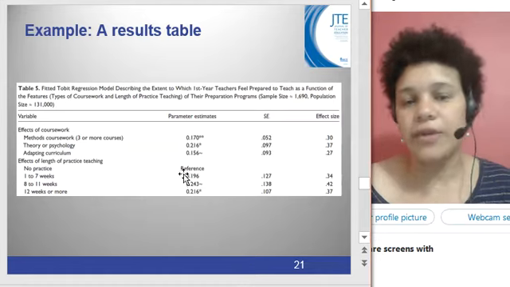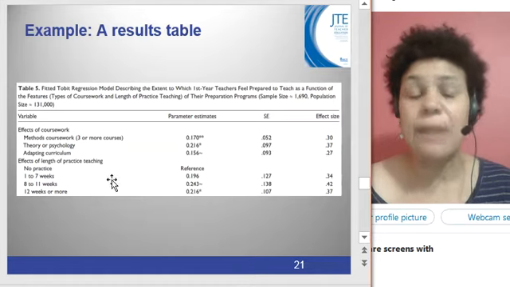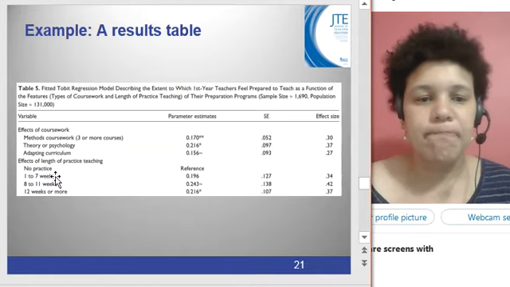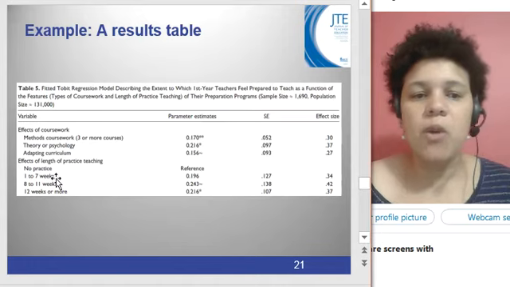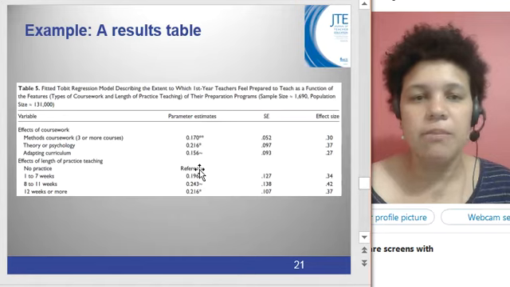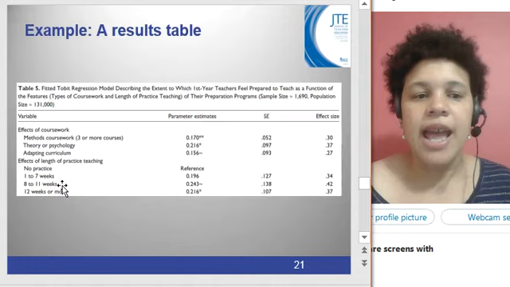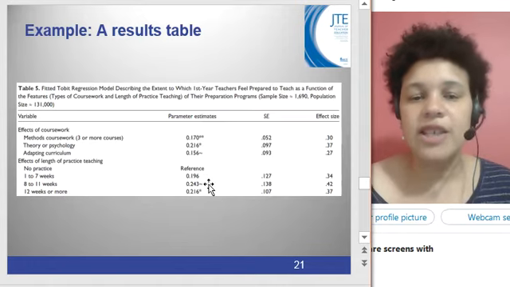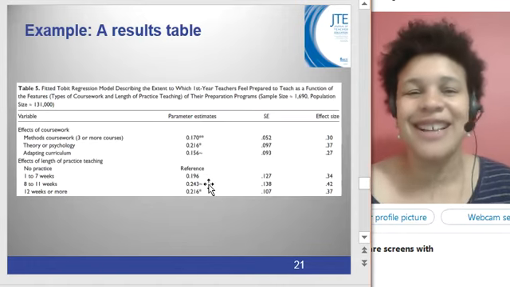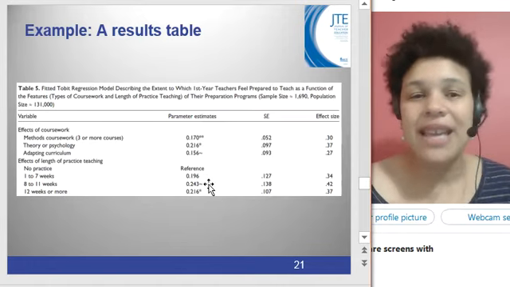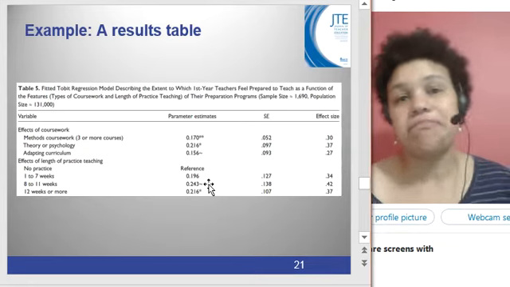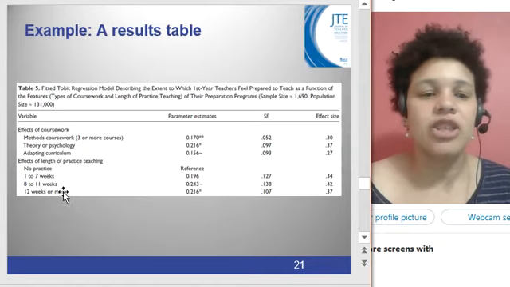Okay. Now, next is effects on the length of practice teaching. No practice was the reference. So that was kind of like my baseline. 1 to 7 weeks of practice teaching, no asterisk. Not that different from no practice, or the reference, in terms of feelings of preparedness. 8 to 11 weeks, there's that little tilde. So may make a difference in the population, maybe not as sure.